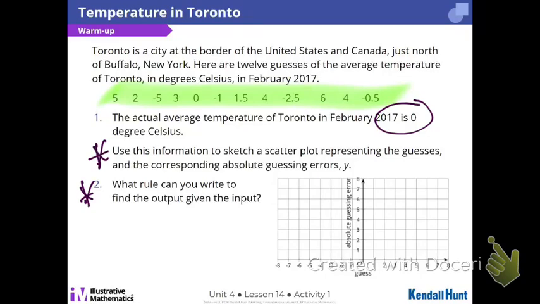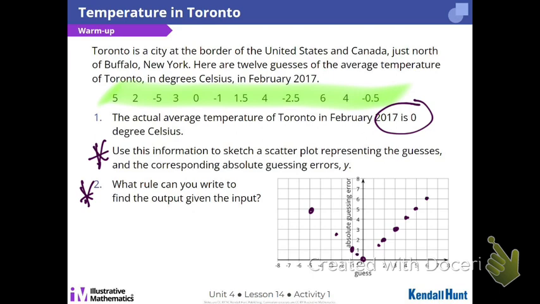All right, y'all, I'm going to start working on my dot plot, and you're going to help me out. 5 is how many away? 5. Okay, 2 is how many away? 2. Negative 5 is how many away? 5. 3 is how many away? 3. 0, 0, negative 1, 1, 1.5, 1.5. 4, 4. Negative 2.5, or positive 2.5. 6, 6. 4, 4 is negative half, negative half.